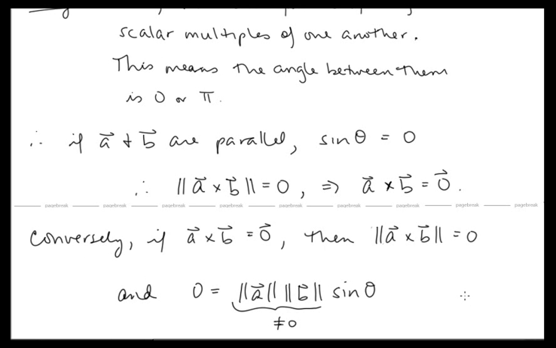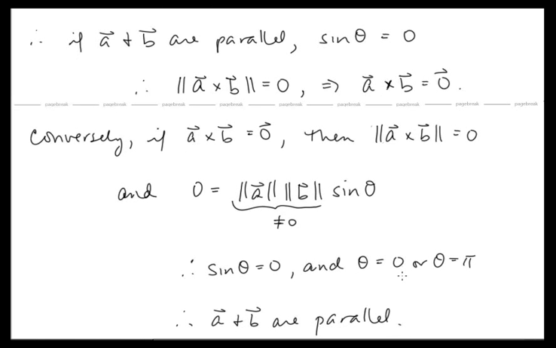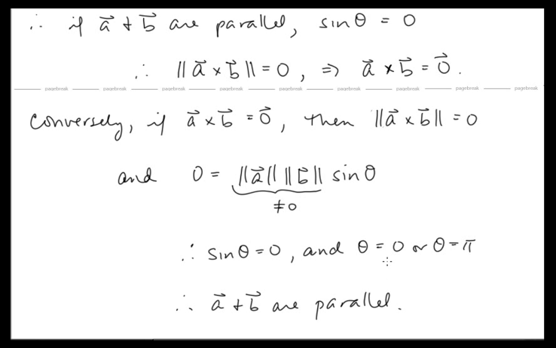Conversely, if A cross B is the 0 vector, then the length of A cross B is equal to 0, and therefore 0 must be length of A, length of B, sine theta. Well, we know length of A and length of B are not 0 because they're non-zero vectors, so that means sine theta must equal 0, and then theta is equal to 0 or pi. And that tells us the vectors must be parallel.